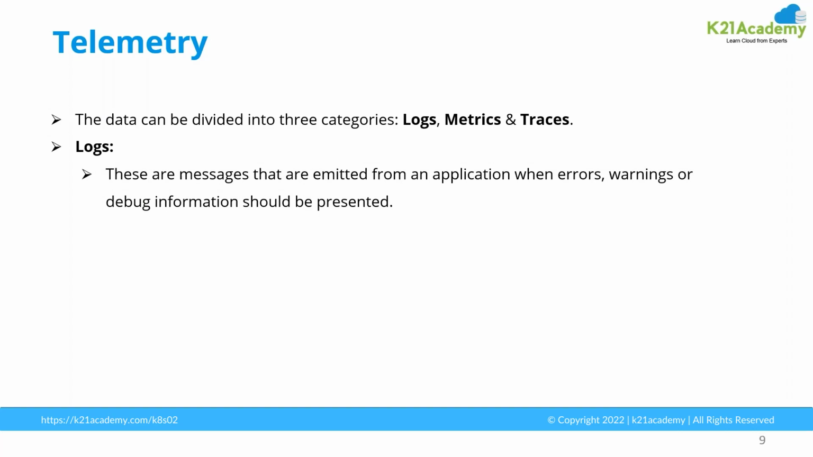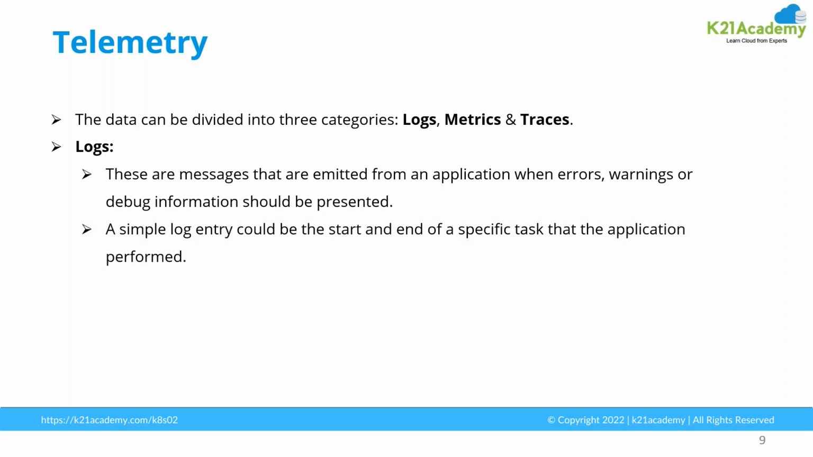Whether it is errors, warnings, debugs, or information, everything will be saved in logs so that it will be easy for us to troubleshoot whether it is an application issue or an infrastructure issue. A simple log entry could be the start and end of a specific task that the application performed. So whenever there is an activity performed on an application, that activity will be logged. If there is any error, even the error will be logged. Whether it is error, warning, debug, or information, everything will be logged into the application logs.